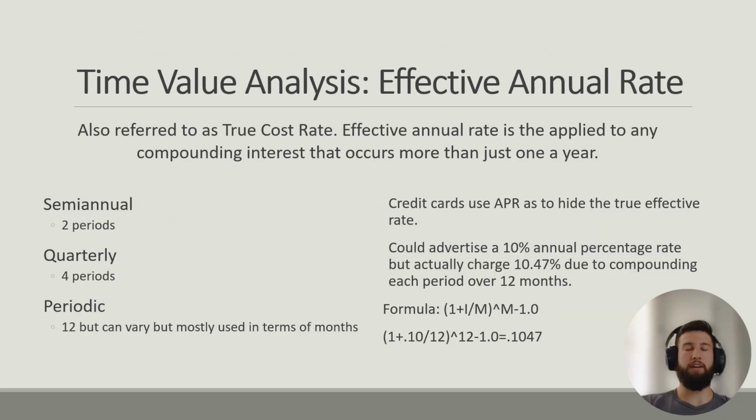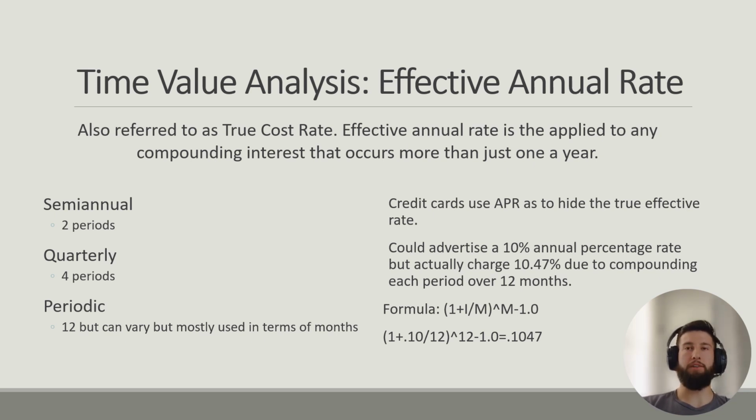And the final time value analysis key topic that I want to talk to you about was the effective annual rate. So this is often referred to as the true cost rate. The effective annual rate is applied to any compounding interest that occurs more than just one period a year. So we have semi-annual, quarterly, periodic. Semi-annual is 2 periods, quarterly being 4, and periodic, it can be 12. It could just be measured in any other specified period under the contracts of the investment.